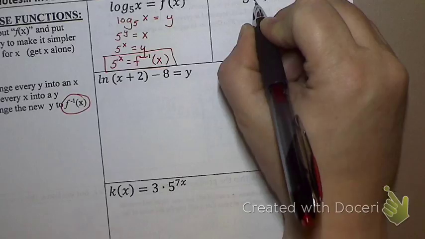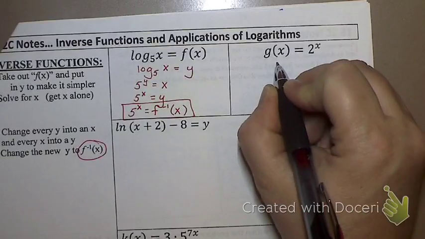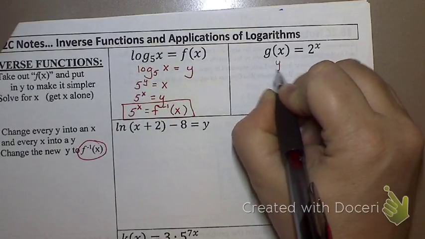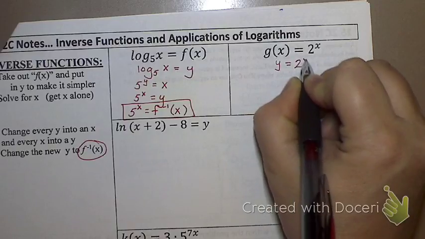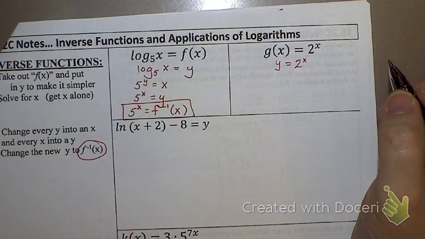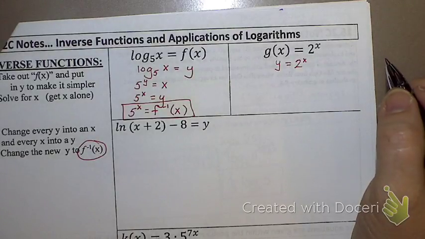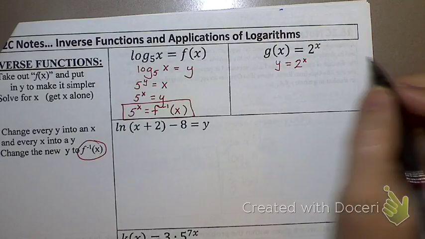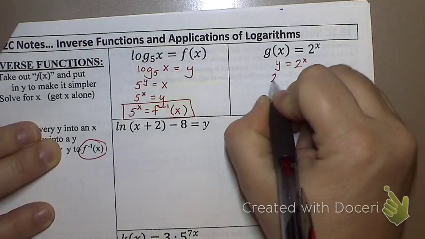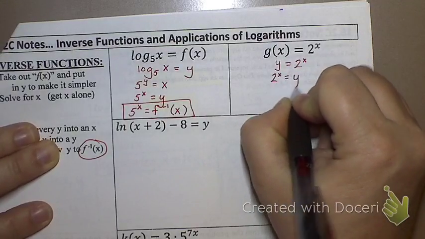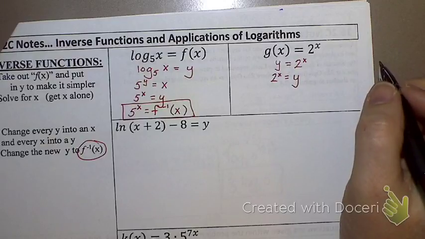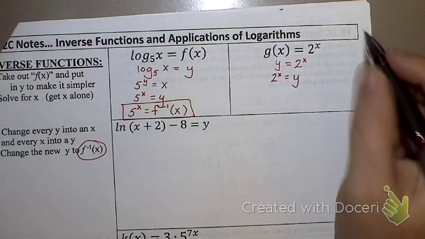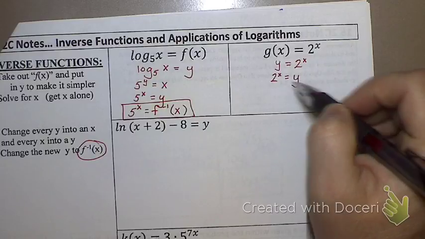This doesn't say f of x, it says g of x. Do I treat it any differently than f of x? Nope. So I'm going to change it to y. And then what am I going to do? Step 2 says what? Get x alone. How am I going to get x off of that exponent? Change it to log form. Now, for some reason, it's easier to change to log form if your exponent is on the left. If you are super confident with logs, you can go straight to log form from there. But for most people, it's easier if you write it on the left.